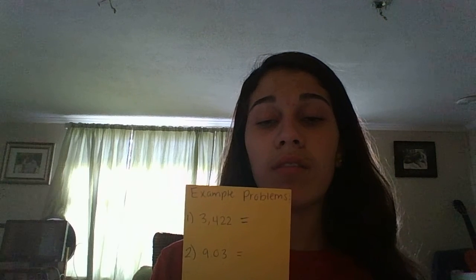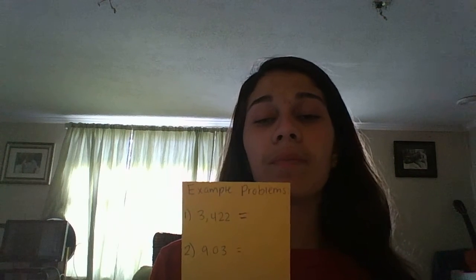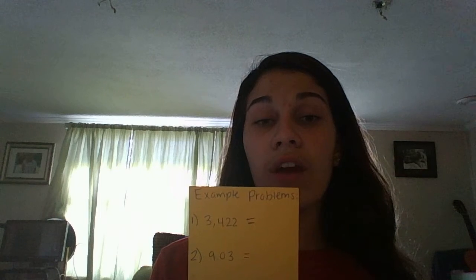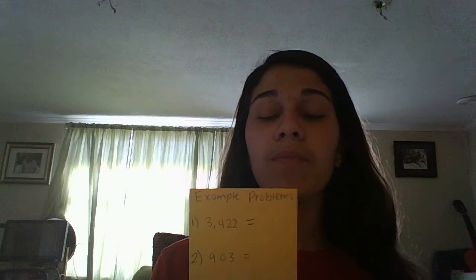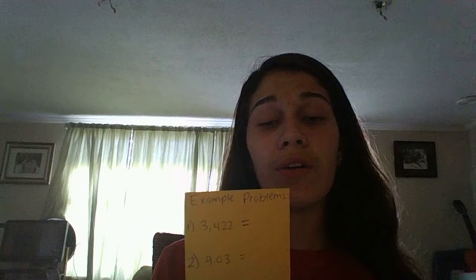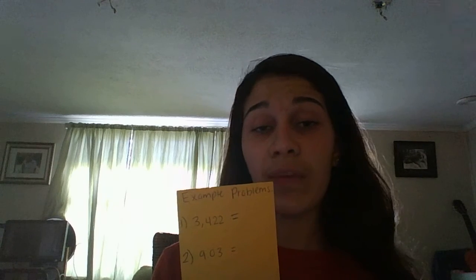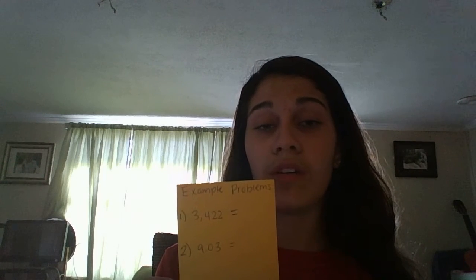The second problem is 9.03. In this equation, there are 3 sig figs. There's the 9, the 0, and the 3. The 0 is significant because it's between 2 non-zero numbers.